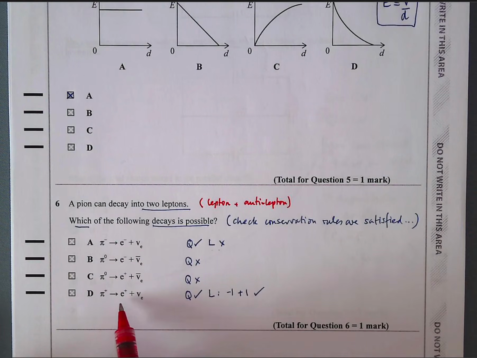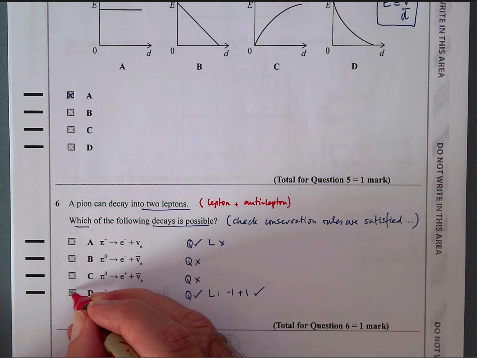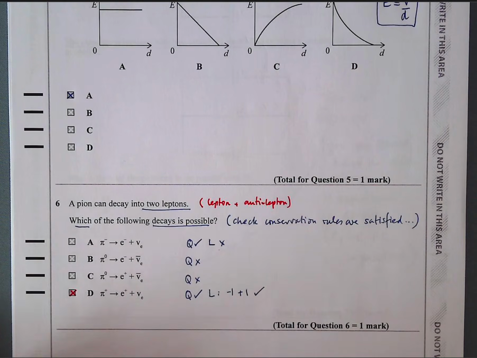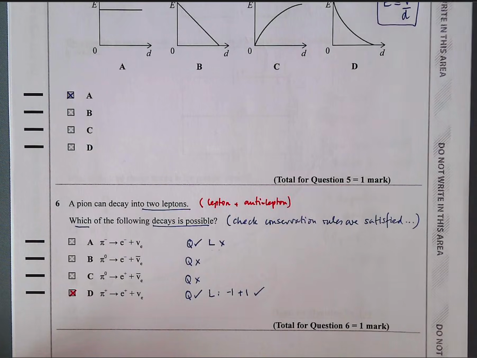D must be correct. And you can see here you've got an anti-lepton. It's a positron, which is an anti-electron. So anti-particles give lepton numbers of -1. And this is an electron neutrino, which hasn't got a bar on it, so it is a lepton. So it's +1. +1 and -1 cancel out, so you have a total lepton number of 0. So this is the only one that conserves both rules. You don't need to go any further, and D is the right answer.